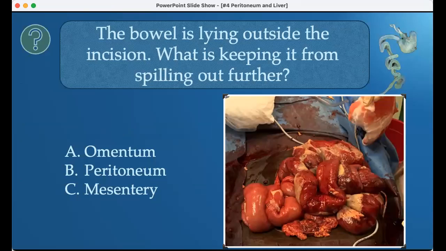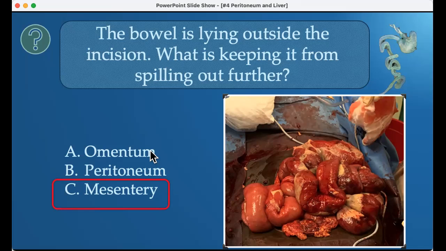So here, the bowel is lying outside of the incision. What is keeping it from spilling out further? So there's an incision under the bowel. The bowel is outside of the abdomen. What keeps it from lying across her abdomen and spilling onto the floor? The answer is it's the mesentery.